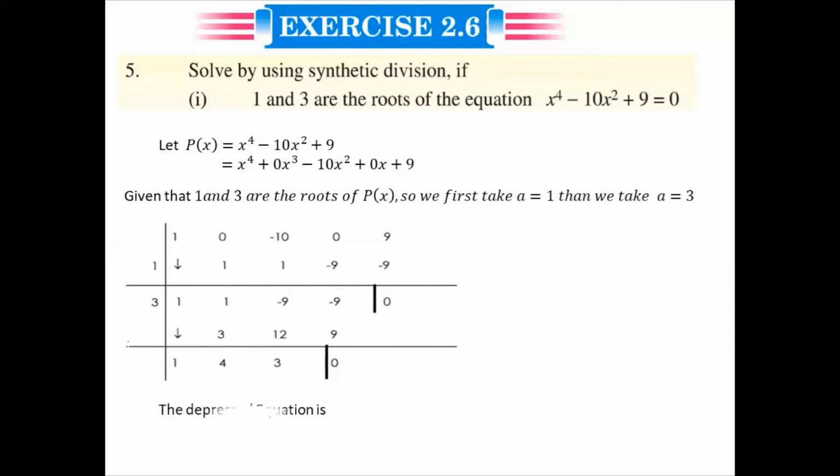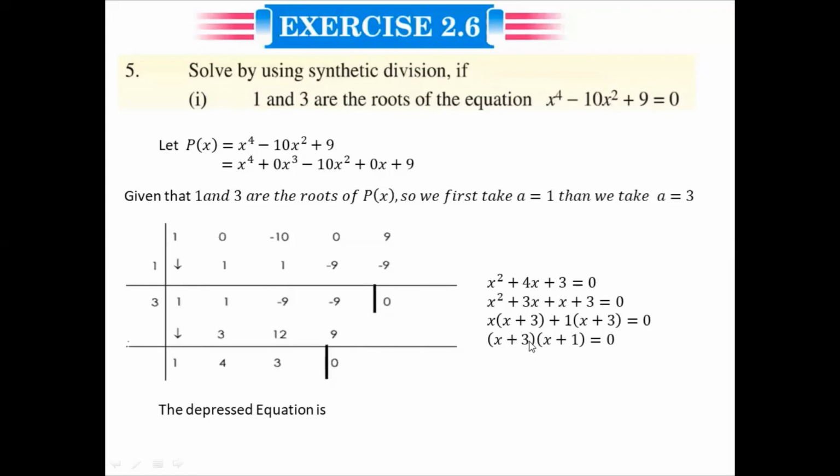So the depressed equation is x square plus 4x plus 3 is equal to 0. Again we can factorize this as x square plus 3x plus x plus 3 is equal to 0. We can take x as common from the first 2 terms, and from the last two terms we can take 1 as common. So here is x plus 3, here is x plus 3, so x plus 3 we can take common, so x plus 1 is equal to 0.